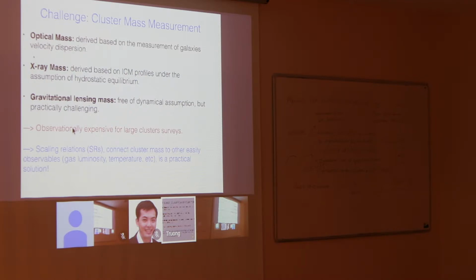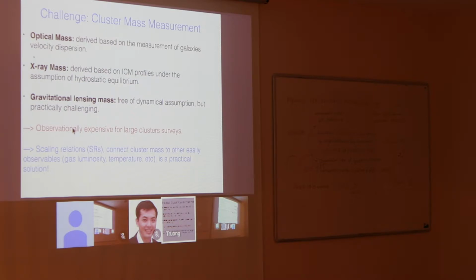And from an observational point of view, there are different ways to estimate the cluster mass. For example, in optical observation, you can derive cluster mass based on the measurement of the galaxies' velocity dispersion. In the X-ray band, we can use the intracluster medium profile, with the assumption that the intracluster medium is in hydrostatic equilibrium, so that we can derive the total mass. Or a more direct way to estimate cluster mass is by means of gravitational lensing.